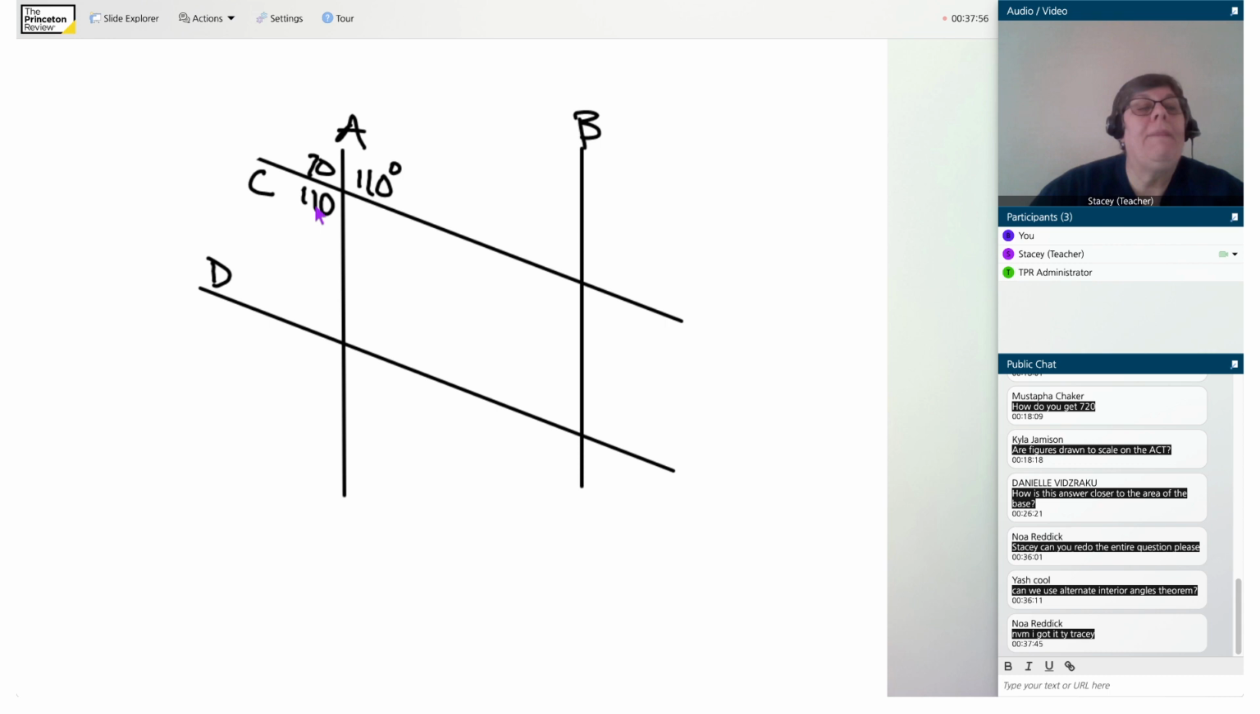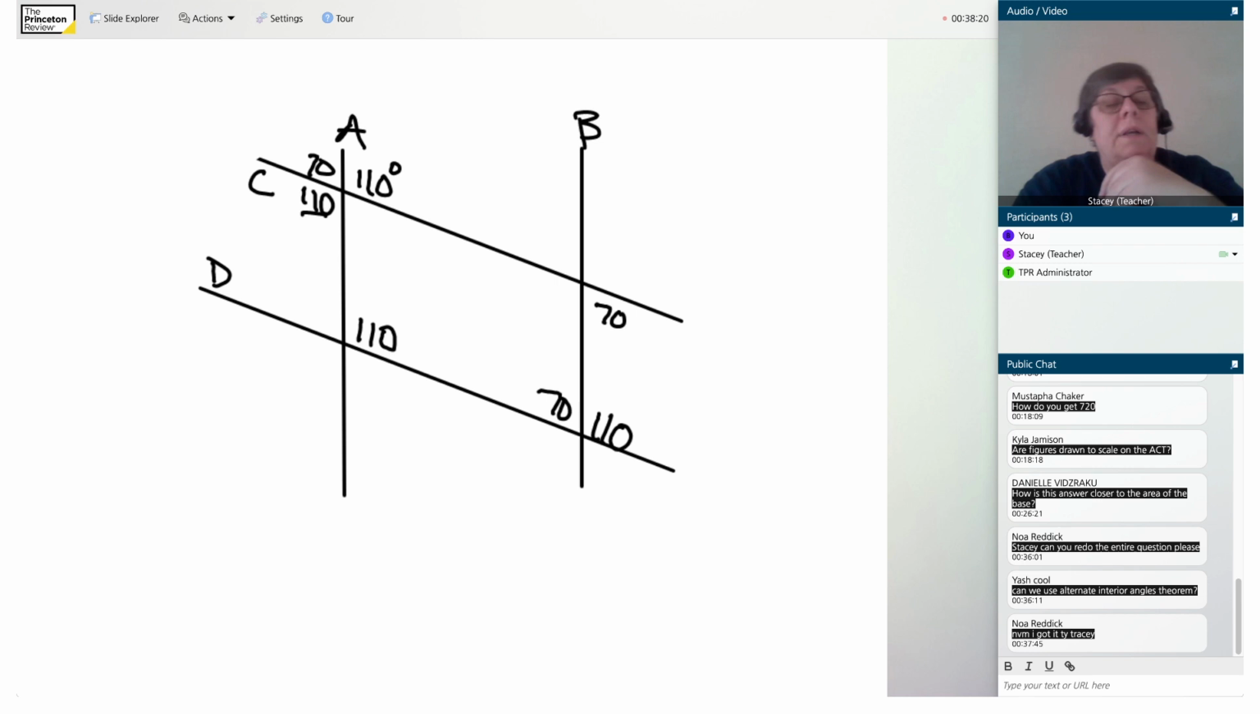Now, Yash, on the alternate interior, absolutely right. Here I've got 110, that makes this 110. If that's 110, this has to be supplemental, so that has to be 70. Alternate interior says that's 70. This angle has to be supplementary, that has to be 110. So absolutely, alternate interior angles, supplemental angles, they're all perfectly valid and work well with the math. So everybody's good with that one? All right, excellent.